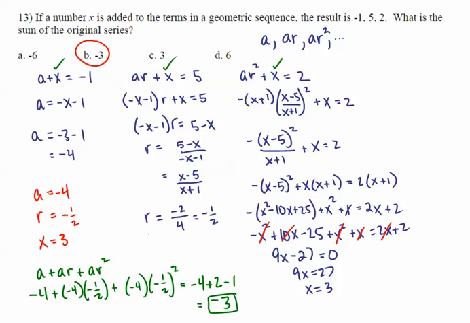Alright, so there's a lot of work involved in that, but one way or the other you have to set up those three equations, solve them simultaneously, find the values for a and r, reconstruct the initial sequence, add the terms together, and get negative 3.